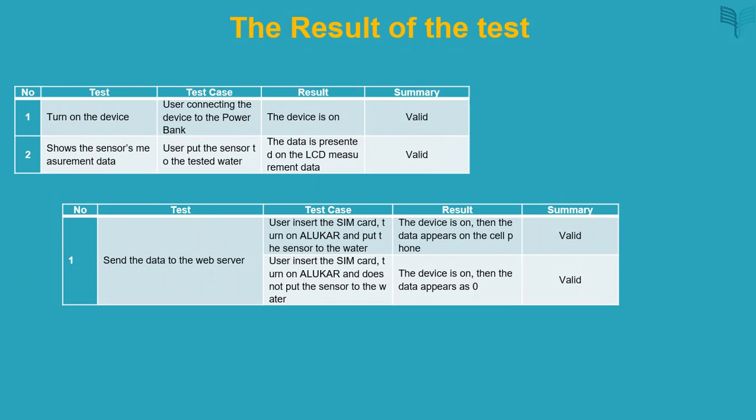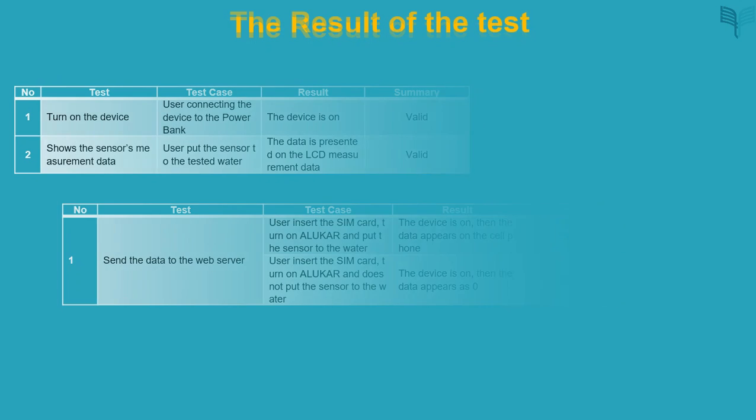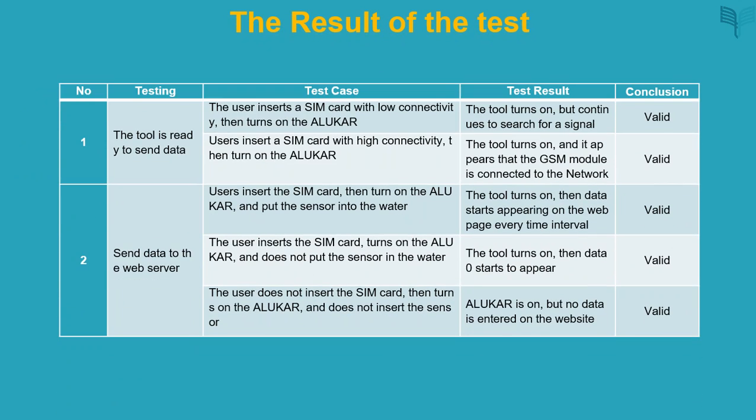The user inserts the SIM card, turns on ALUKAR, and puts the sensor in the water. Or the user inserts the SIM card, turns on ALUKAR, and does not put in the sensor. The result is either 1. The device is on, and the data appears on the cell phone. Or 2. The device is on, then the data appears as 0. Both are valid. So this is the result of the test. As you can see on the table, it's all valid.